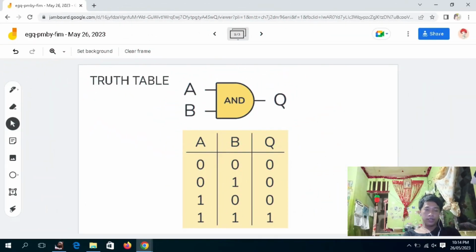So our next logic gate is called AND gate. It takes two inputs usually represented as 0 and 1 and it produces a single output. The output of an AND gate is 1 only when both of its inputs are 1. Otherwise, the output is 0.